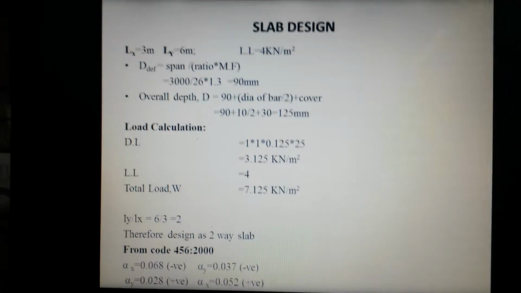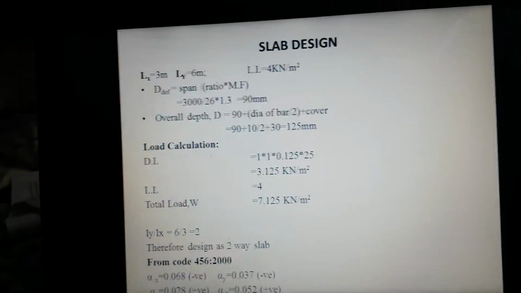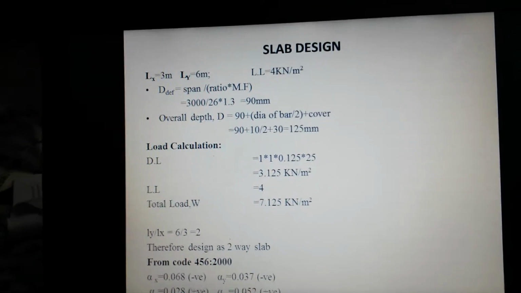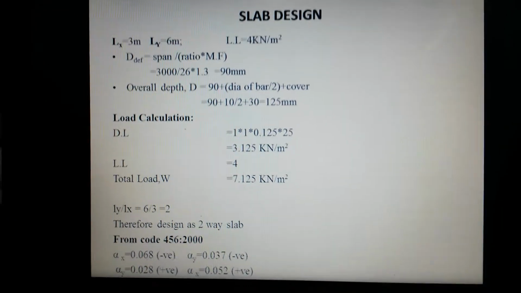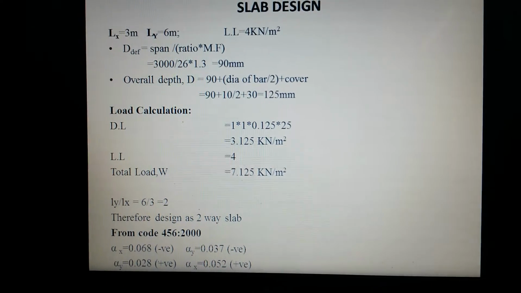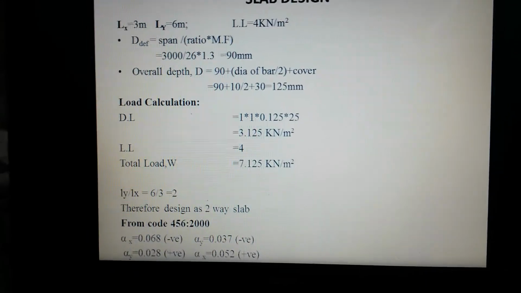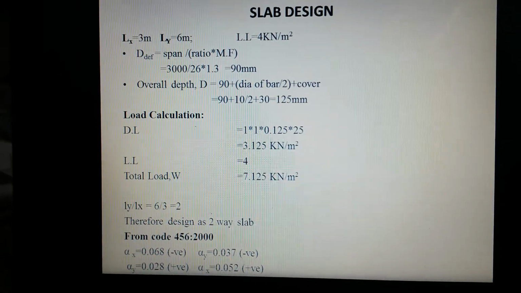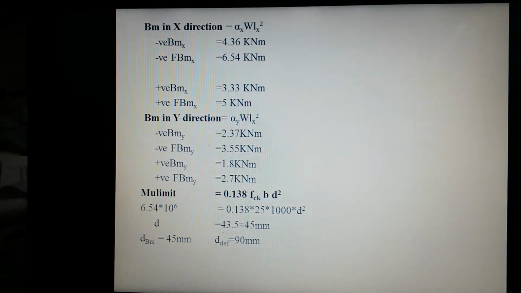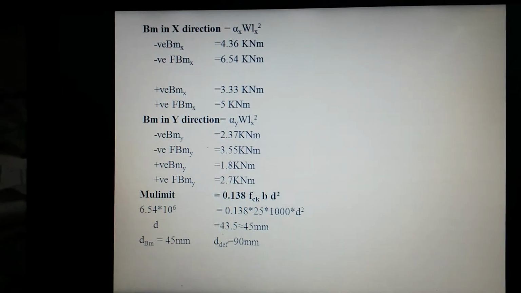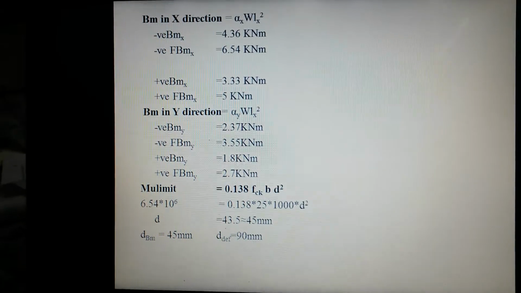In the slab design, the span of the slab along the x direction is 3 meters and along the y direction is 6 meters. The depth of the slab to overcome both deflection and bending moment is calculated. The depth to overcome the deflection is 90 mm and the overall depth is 125 mm. The load is calculated using the code 456. The design is done, and the depth to overcome the bending moment is calculated as 45 mm. So the maximum depth of these two is taken for further calculation.